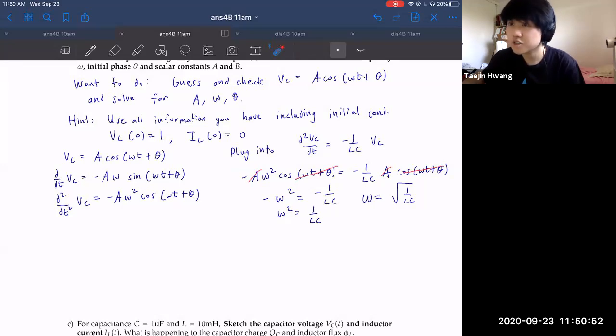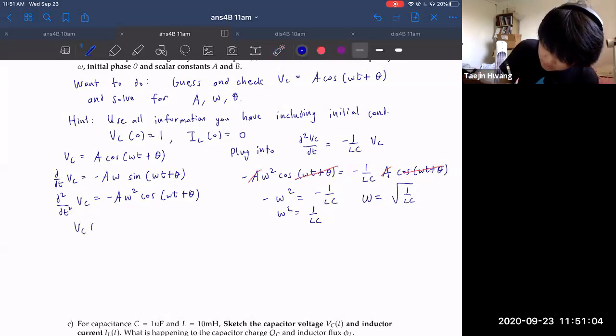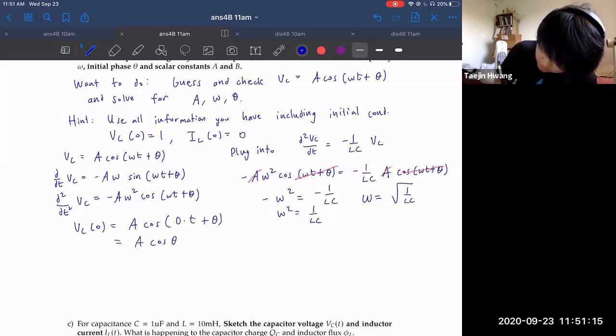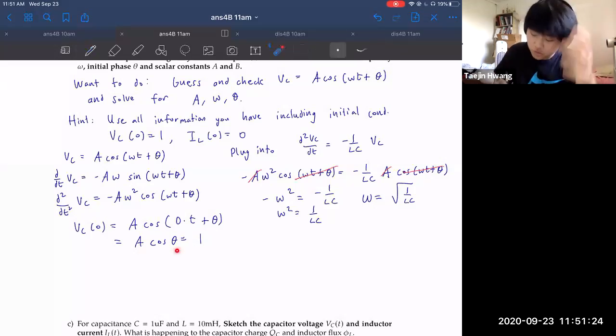Need more information. So what should we do? Conditions. Yeah, let's try out the initial conditions, VC and IL. So let's try plugging in VC of 0 into A cosine of 0 times t plus theta, which means A cosine of theta is equal to 1. And we still need more information since we have two variables but only one equation.